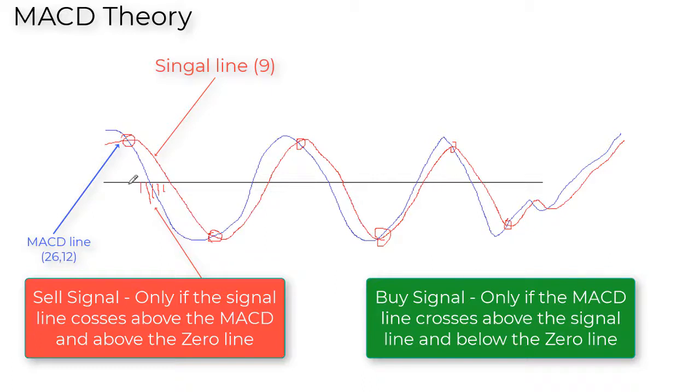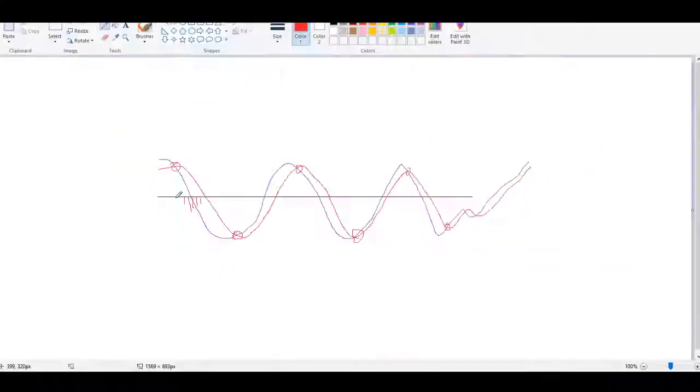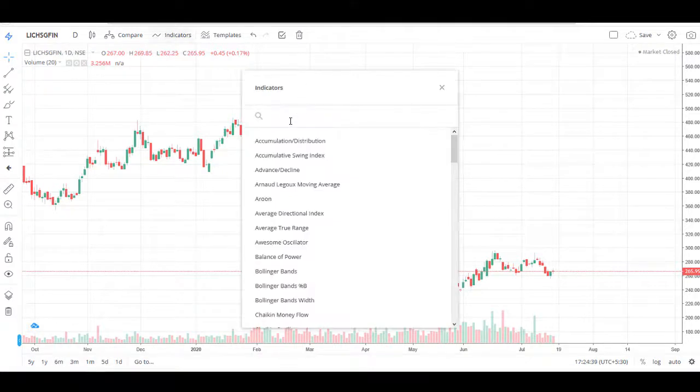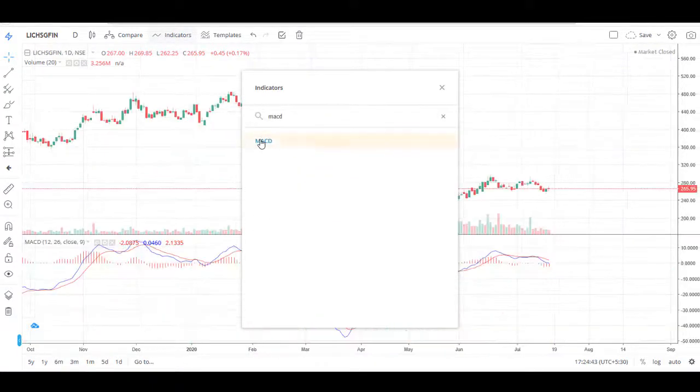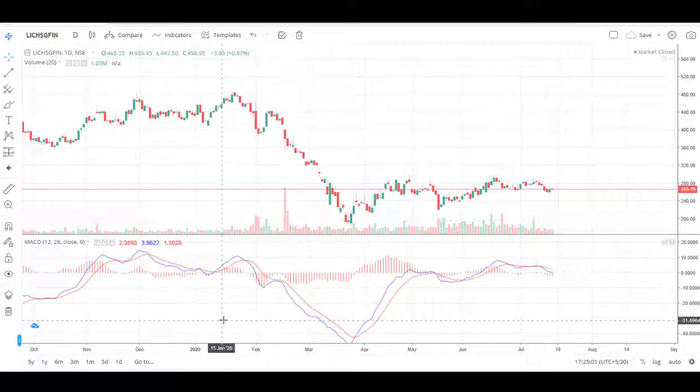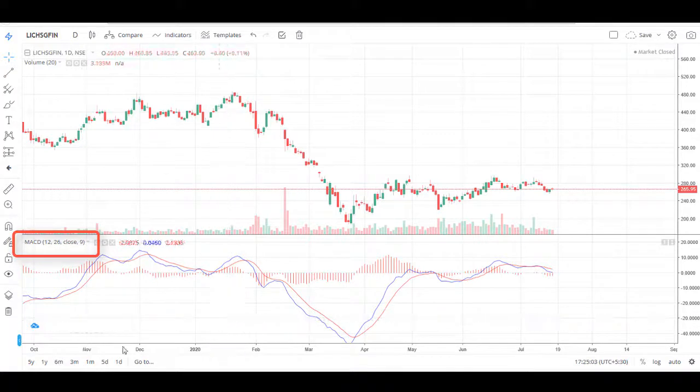Now let's jump into the MACD indicator to understand how it actually looks in real life. This is our chart setup on Zerodha, and I randomly picked LIC Housing Finance. To add the MACD indicator, you need to click on indicators and simply type in MACD. You can see it came up. I applied the MACD indicator with the default settings. When you apply it, please don't change the settings. You can see the values 12, 26 and 9. The blue line is the MACD line.